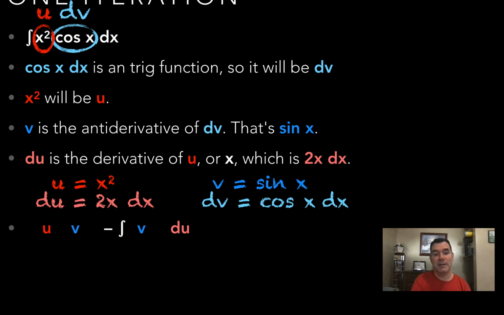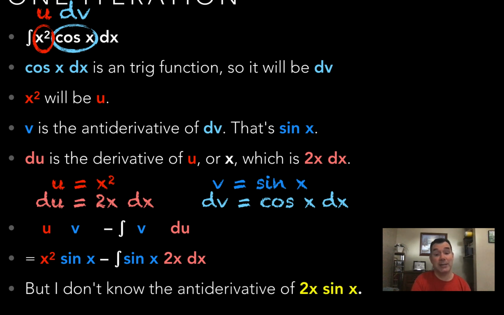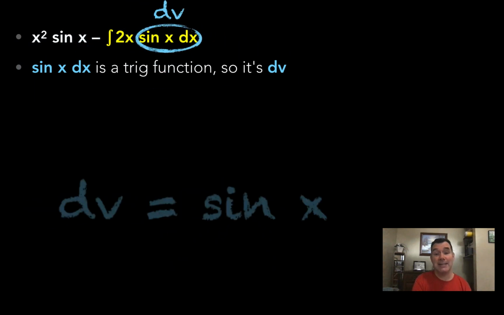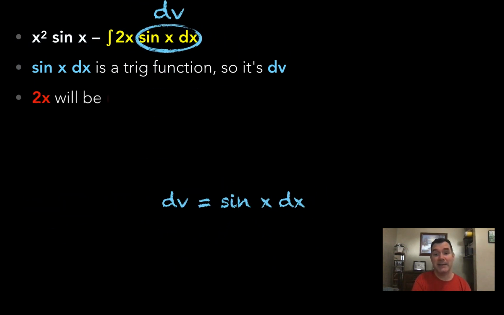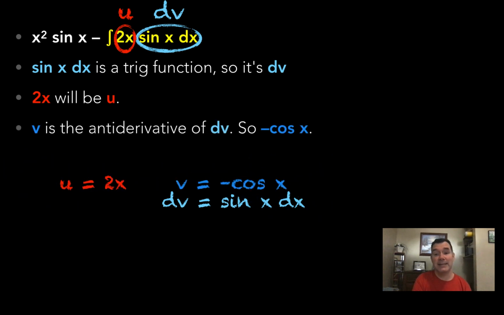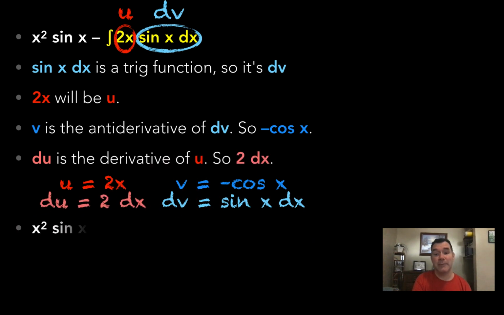And I write my uv minus the integral of v du as x squared sine x minus the integral of sine x times 2x. Now the problem here is I don't know the antiderivative of 2x times the sine of x. So I really can't proceed any further. So what I have to do is look at that integral and do integration by parts again. So sine x is another trigonometric function. That will be my dv this time, and 2x will be my u.